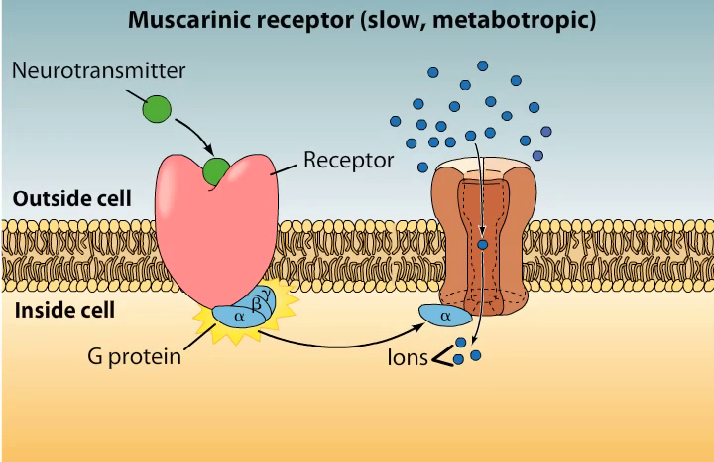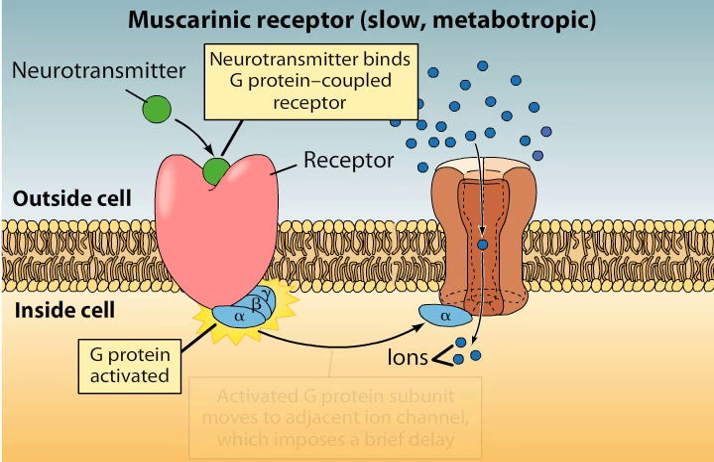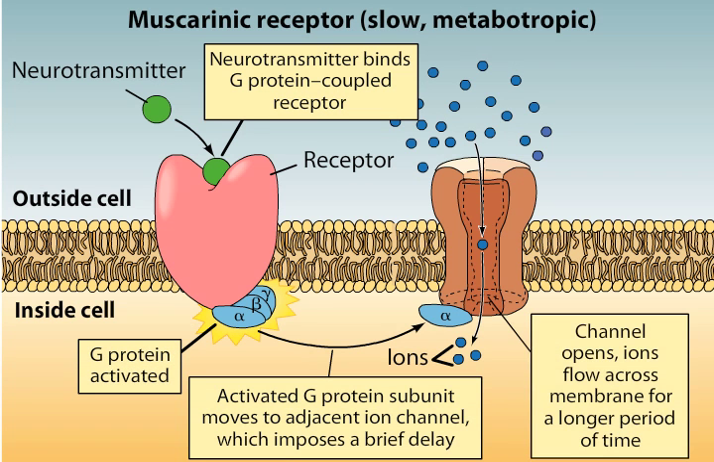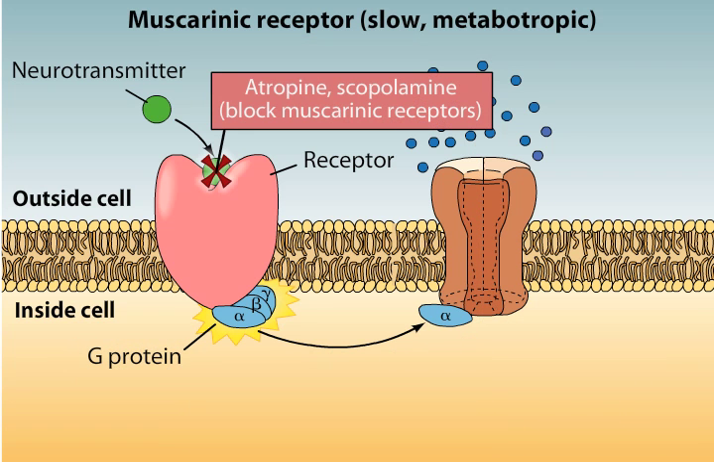Muscarinic receptors are G-protein coupled, metabotropic receptors, so they have slower responses when activated, and they can be either excitatory or inhibitory. Muscarinic receptors can be blocked by the drugs atropine or scopolamine.